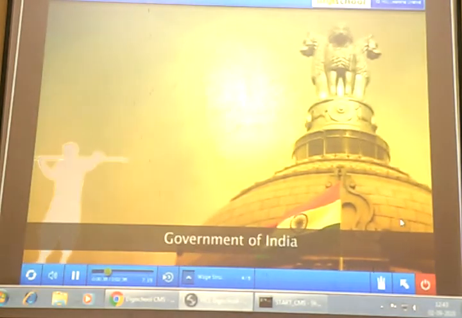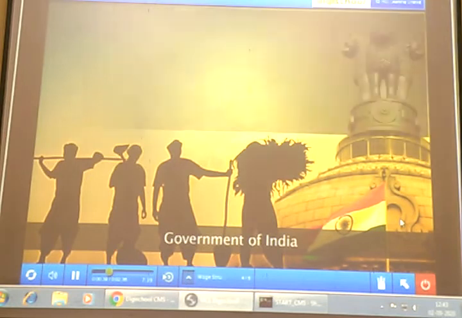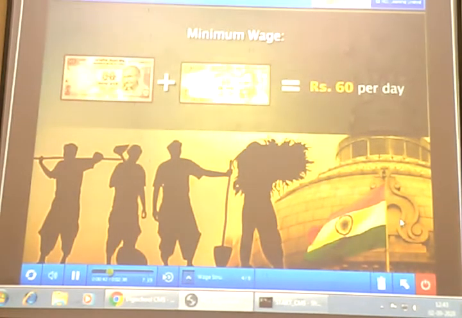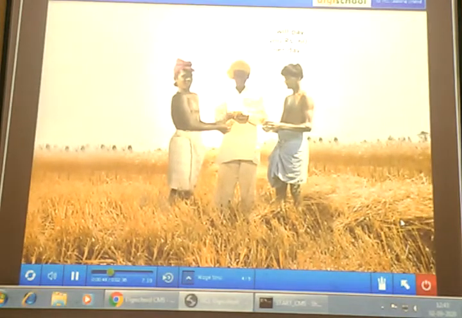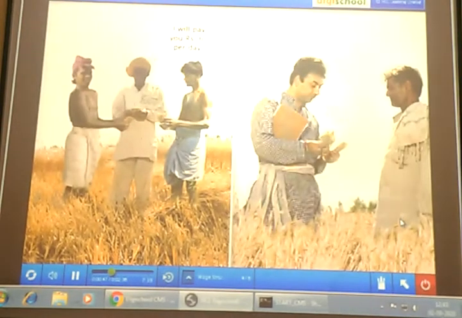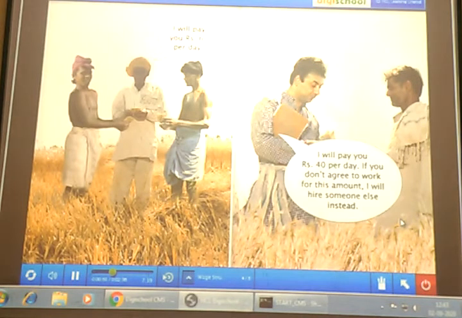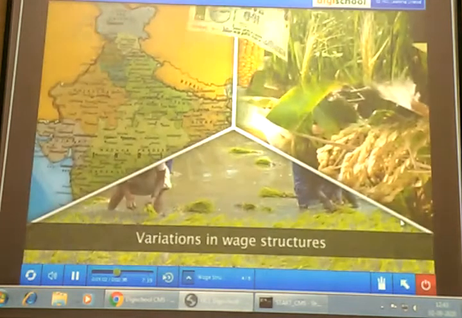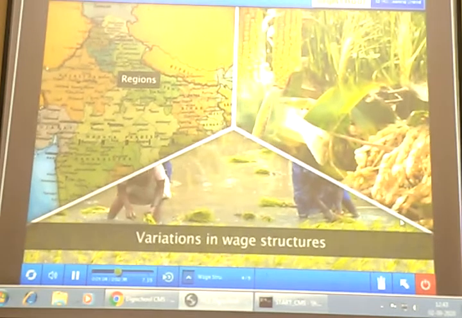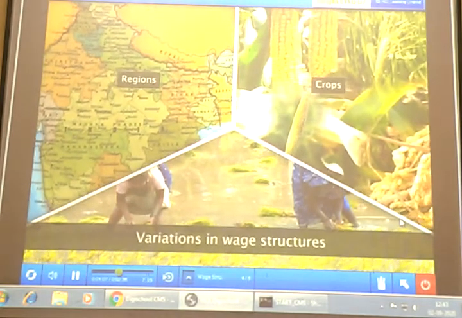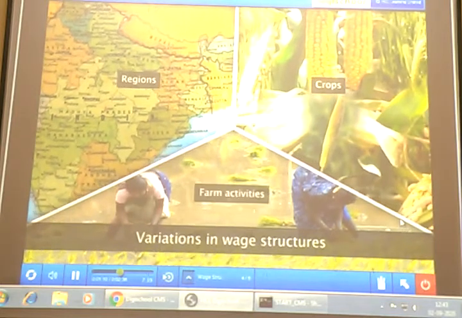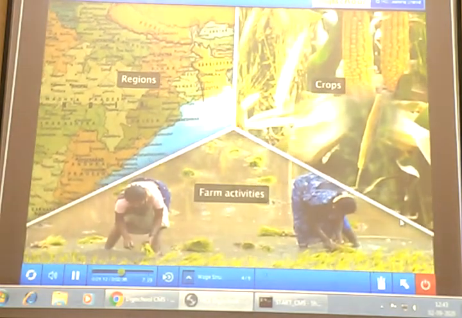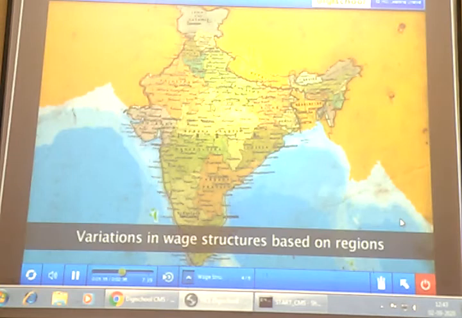The minimum wages for a farm laborer set by the government of India is 60 rupees per day. While Gopal pays this amount to Vinod and Harish, there are other farmers in Palampur who pay their laborers only 35 rupees to 40 rupees per day. Since there is heavy competition for work in Palampur, people agree to work for lower wages. Wages can also vary widely from region to region, from sowing one crop to another crop, and also from one farm activity to another. This is true for any kind of labor provided.